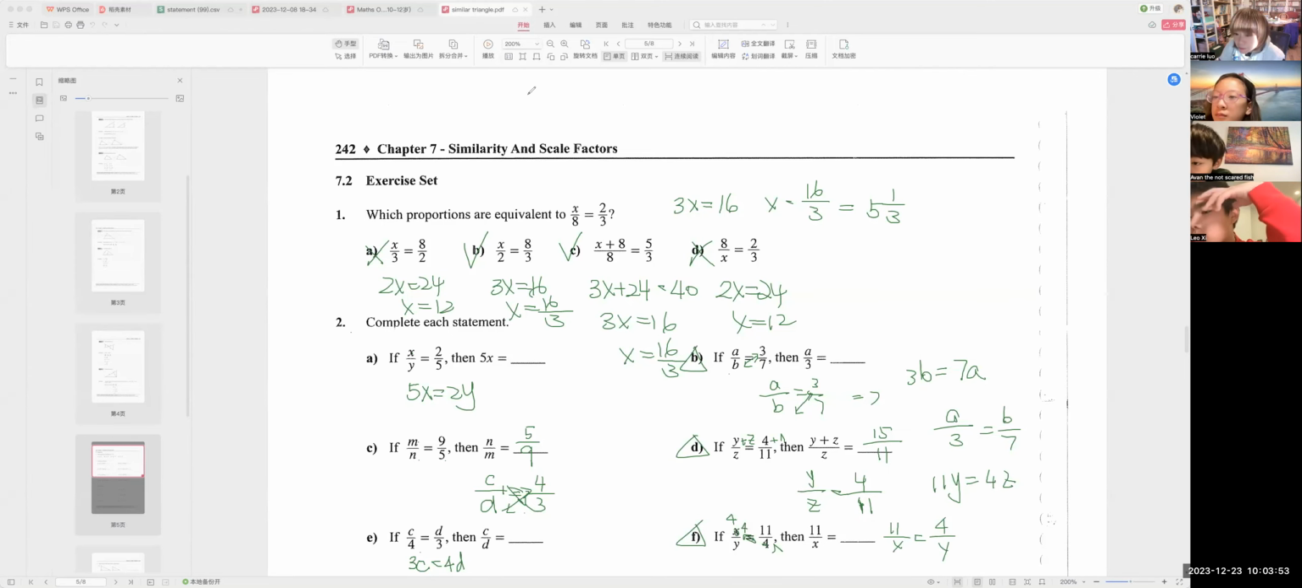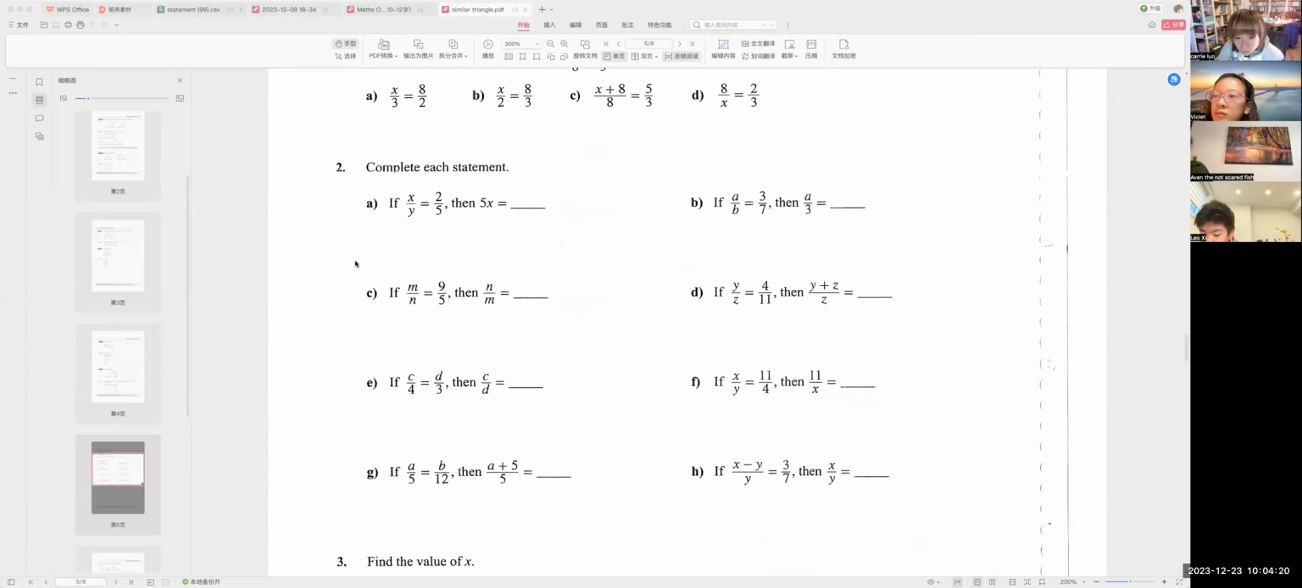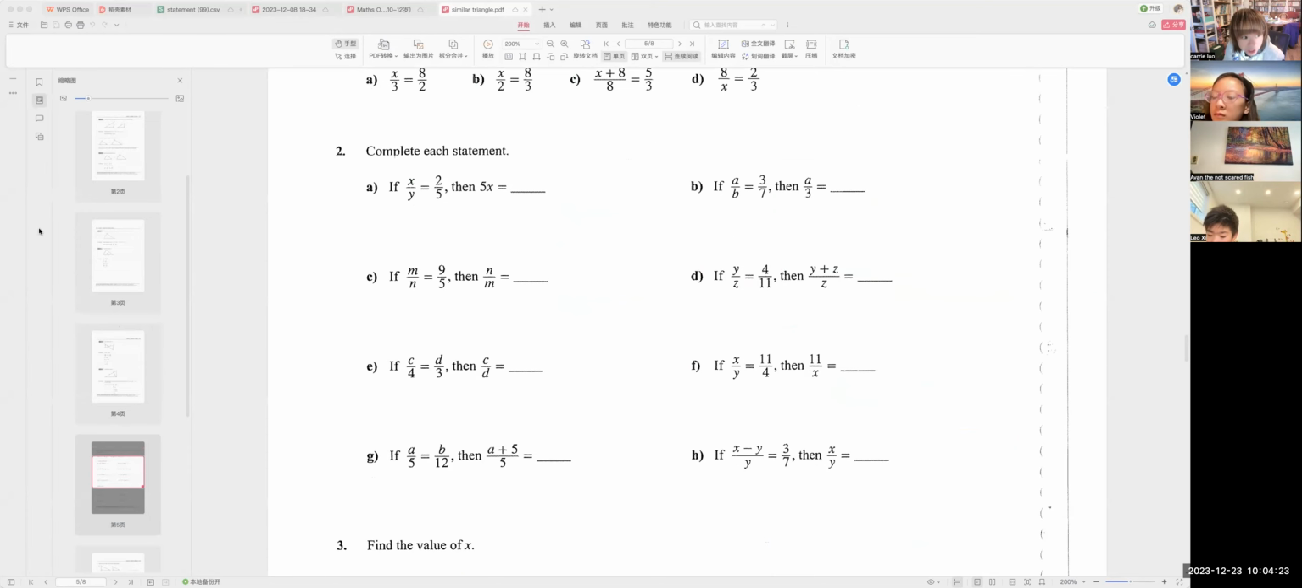Get it, everybody? I'll give you some time, okay? So why is y over z equals 4 over 11? Because y could equal 4, z could equal 11, correct? Right, so that's why y plus z over z could equal 4 plus 11 over 11. Okay, so let's take a look at number G and number H. Number G and number H are very similar to number D. If you understand number D, you can do number G and number H, okay?